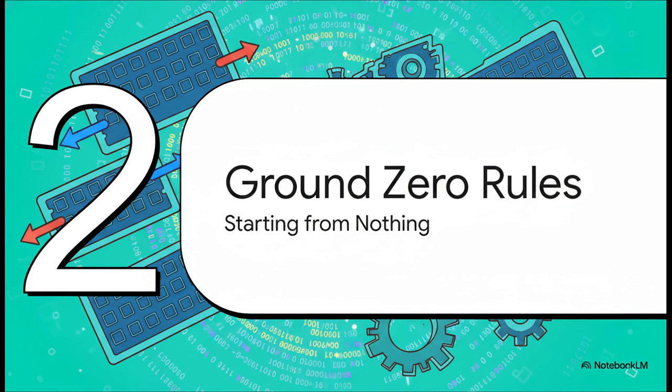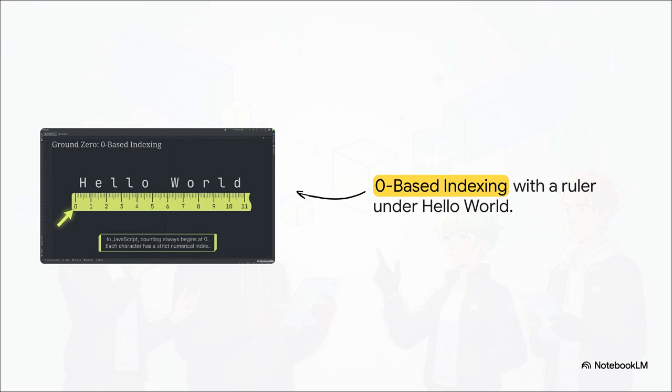Moving on to section 2, ground zero slicing rules, starting from nothing. Now, if you look closely at how we measure Hello World, notice where the counting begins. In JavaScript, we don't start counting at 1. No way. It always begins at 0. Every single character in a string, yep, even those pesky blank spaces, is assigned a strict numerical index to mark its exact position. It's exactly like the individual ticks on a measuring tape.